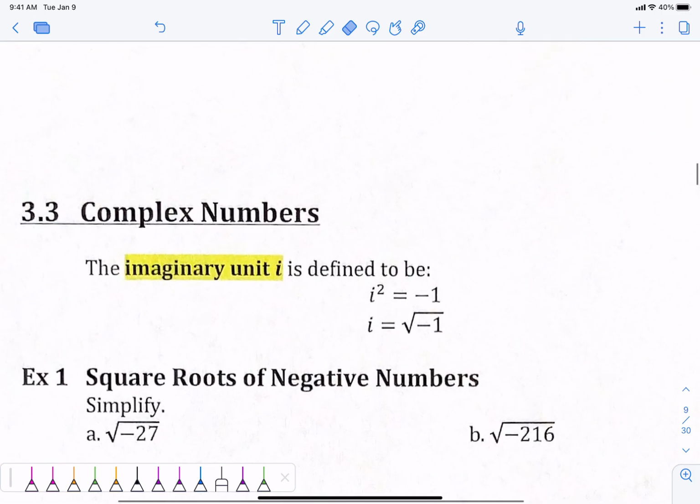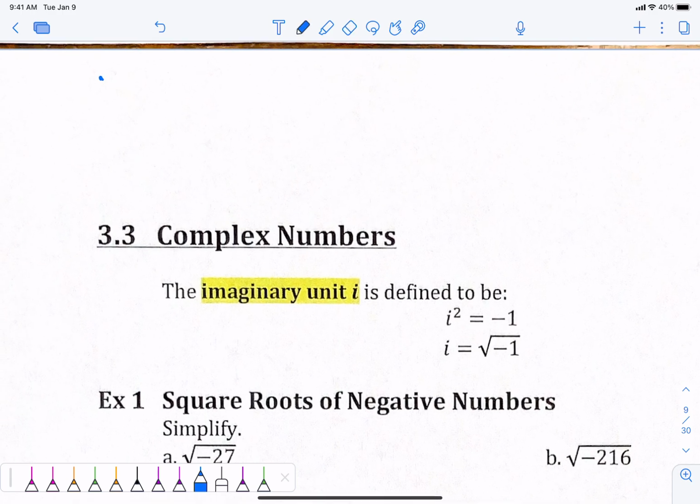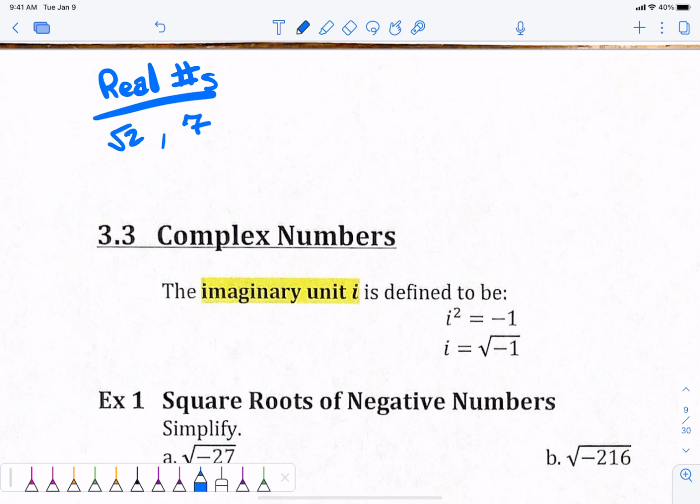Let me give you a little intro into what complex numbers do. Every number that you can ever think of is something called a real number. So there are numbers in real number land, like the square root of 2, or 7, or -13, or pi. Those are all real numbers. And every number that you can ever think of is a real number except for numbers that are called imaginary numbers.